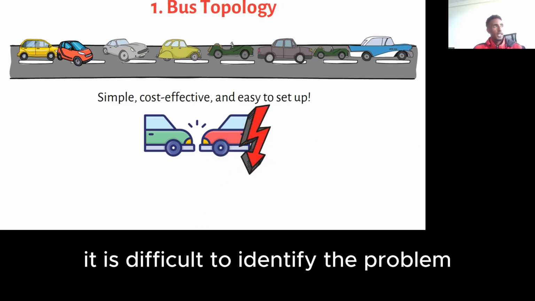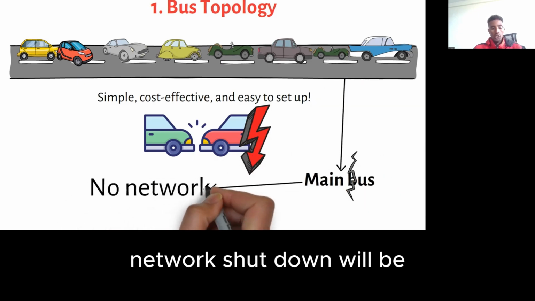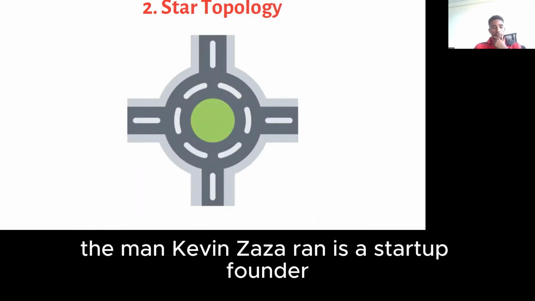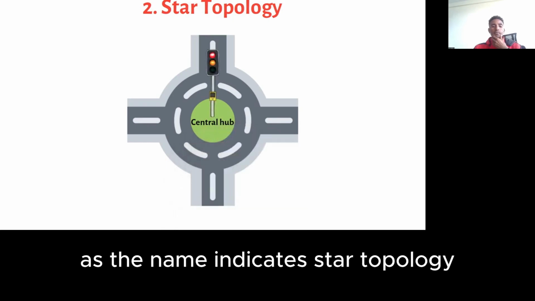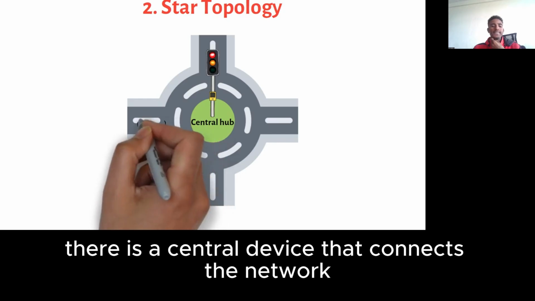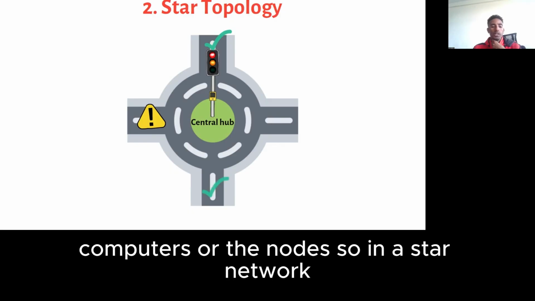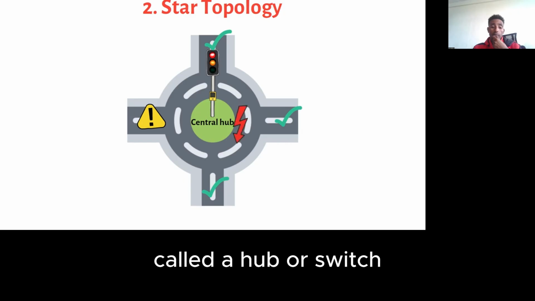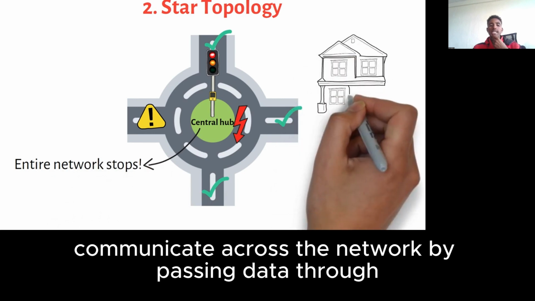It is difficult to identify the existing problem, because the network shutdown happens due to the break of the main cable. The other one is star topology. As the name indicates, in star topology there is a central device that connects the network devices, computers, or nodes. In a star network, devices are connected to a central computer called a hub or switch, and nodes communicate across the network by passing data through them.